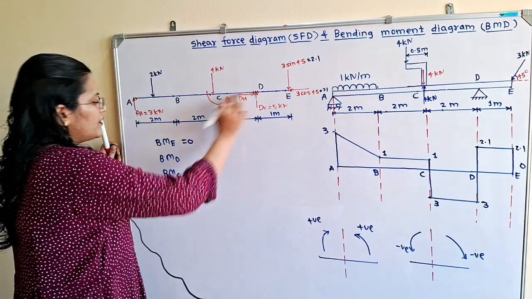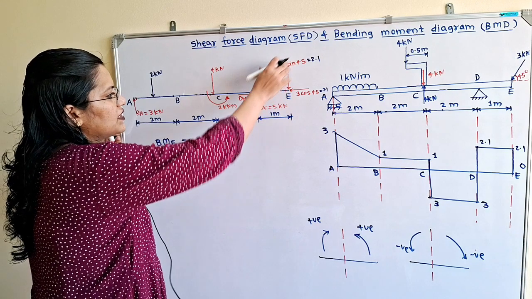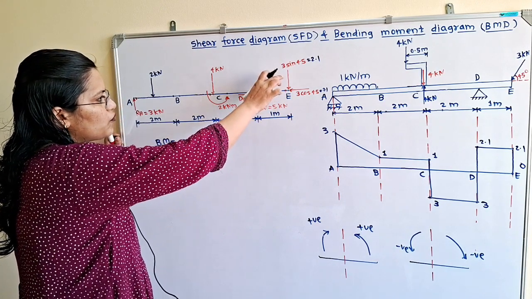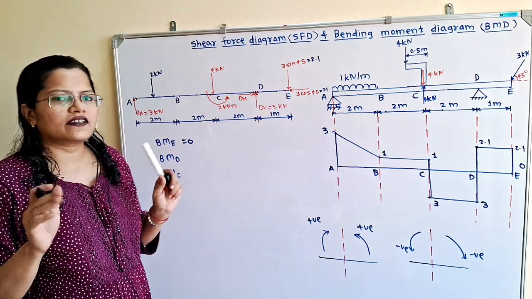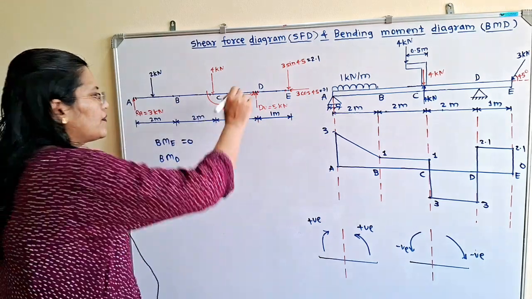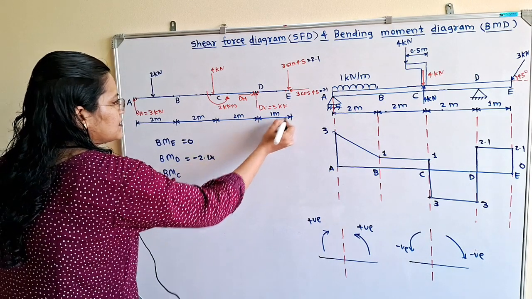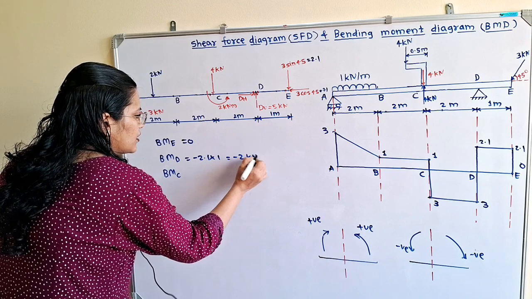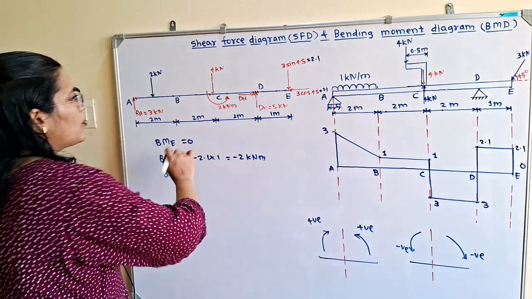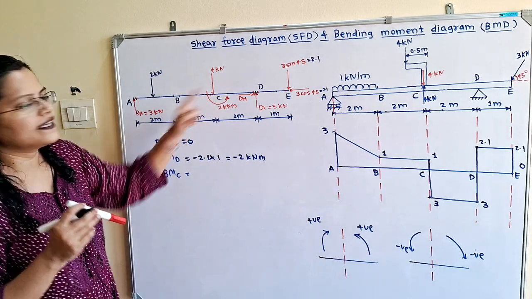Then if we select the point D, then on the right hand side there is the force in the downward direction. So if I move the compass about point D in the downward direction, then there is the clockwise direction. So we will use minus 2.1 multiplied by this distance 1, which is equal to minus 2 kilonewton meter. Now bending moment at point C. Now if we observe at point C, a couple is acting.